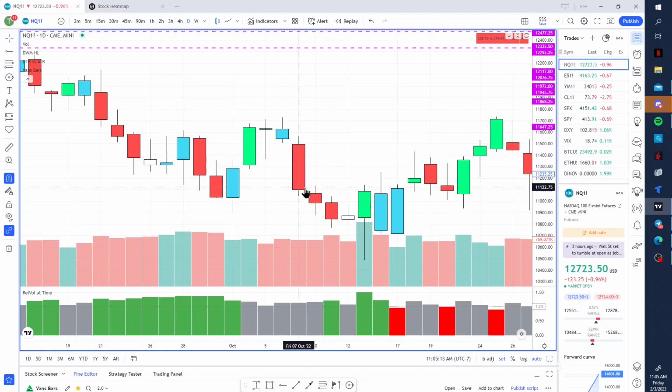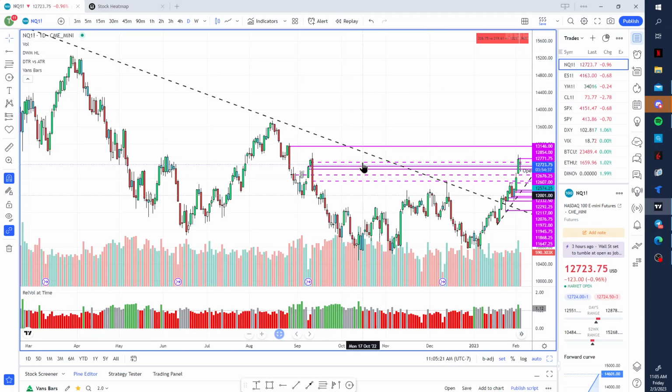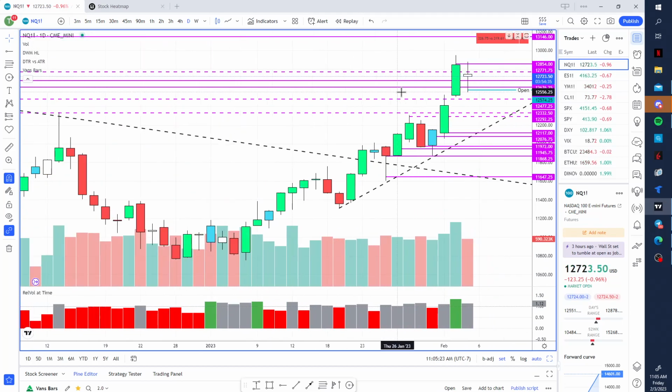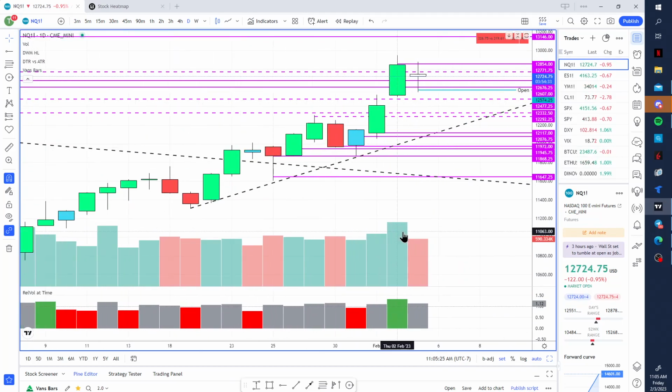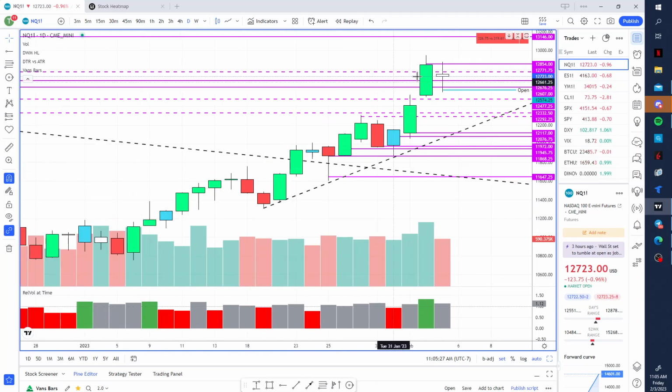And then the next day, look at that. You get a huge sell-off from 11,480 to 11,100, you know, like 300 points. So this is something to help you out a lot. So kind of on this bull trend up as well.